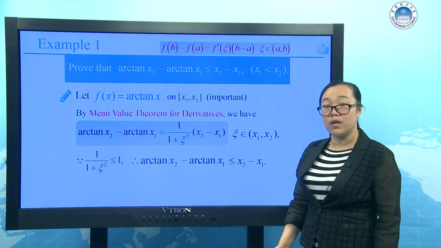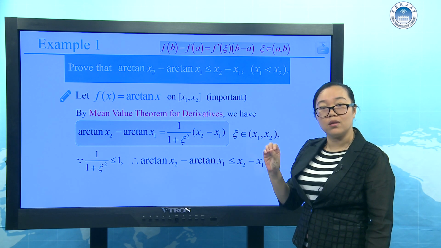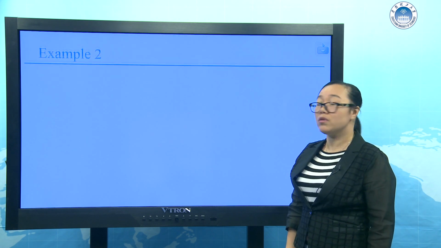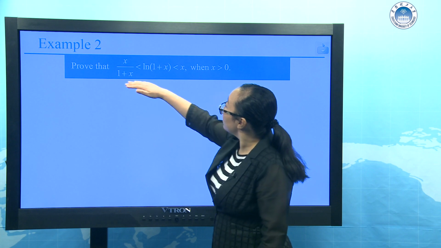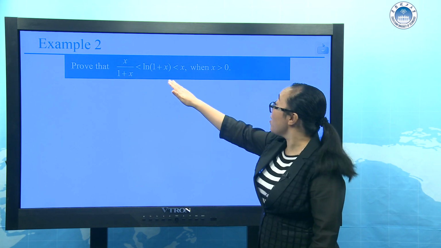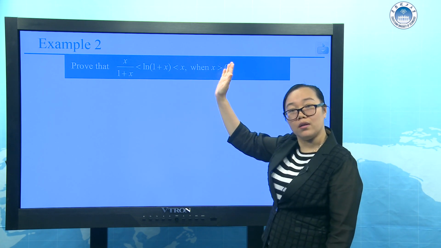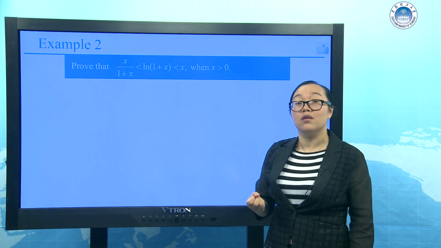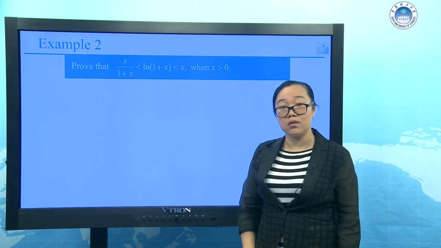How to use the idea? Pay attention to let f(x): try to find the function f(x) expression. So now using the idea, do our example 2. Prove that the inequality involving ln(1 plus x) lies between the two values, if x is a positive number. Maybe the question is difficult. Learn from example 1. How to understand?